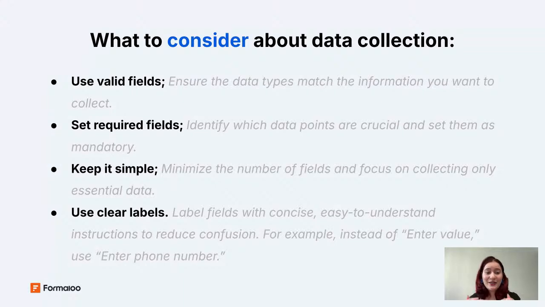And also using clear labels. This one, I think, pretty much is a universal truth. But this means that you have to define the titles very clearly. So, for example, instead of saying enter value, you have to write down enter phone number. It's just going to make filling out the form a lot easier for the survey fillers. Yeah. These are some tips that we wanted to share before we dive deep into the exploration of our field types and different data view options.